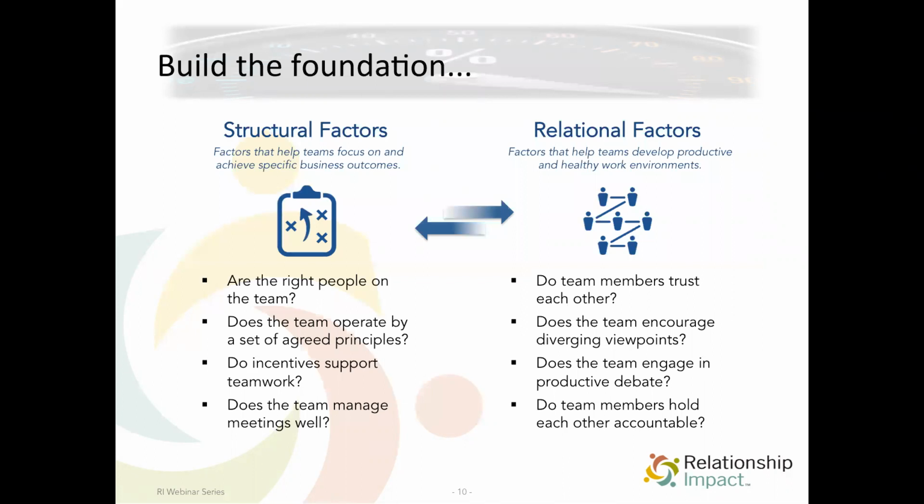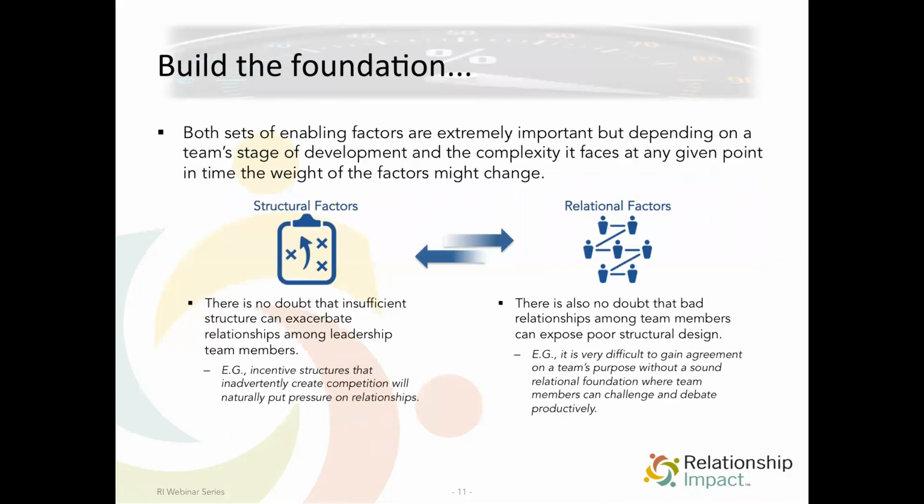So there's a strong symbiotic relationship between structural and relational factors, and all this slide basically says is that you can have great structure in place. You can meet well. You can have a good meeting rhythm with good agendas. You can have a set of operating principles. You can have the right incentives in place. But if you have bad relational dynamics, and you're not able to debate well and hold each other accountable, and people get defensive, then it's really hard for those structural elements to work well.